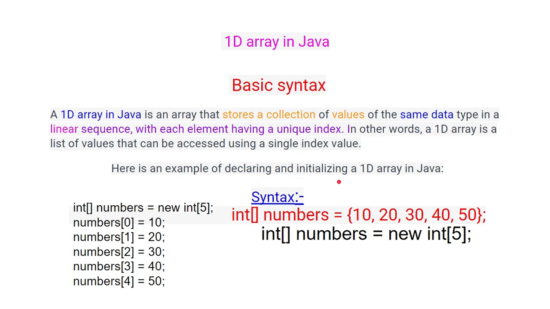Here is an example of declaring and initializing a 1D array. We have created one array here: int array numbers equal to new int of 5, which is the size. We have stored values inside this. This is the numbers reference variable of the array, and we are storing 10, 20, 30, 40, 50. This is one way to store values inside the array. Another way is we can write int numbers and directly store the values inside this. Or int numbers equal to new int of 5, you can create it, and again store the values inside this. So this is the way to create a single dimensional array in Java.